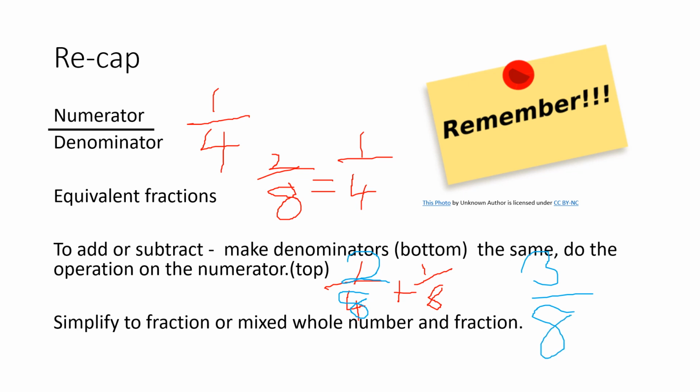Once we've got our answer, if we need to, we simplify. So when we simplify, we're looking for the lowest numbers, top and bottom of our fraction, that we can get. And in some cases, we also looked at how that includes a whole number.